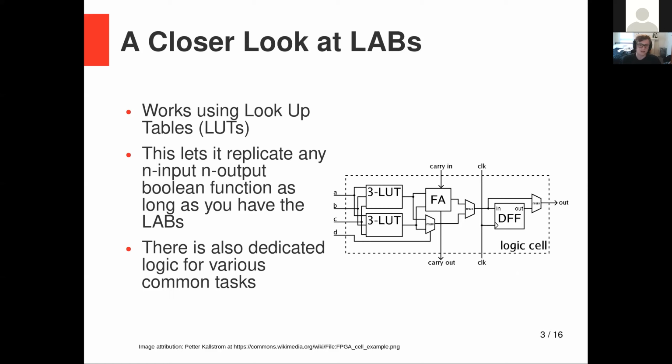There's also a lot of dedicated logic for various common tasks. For example, right there marked FA is a full adder. So if you're doing a lot of arithmetic, these full adders would be more efficient than trying to build your own full adders out of lookup tables. So if you're just adding two binary numbers together, that full adder would come in and do that instead of you having to make your own adder. There also is dedicated circuitry for doing floating point multiplications if you're working with decimal numbers.